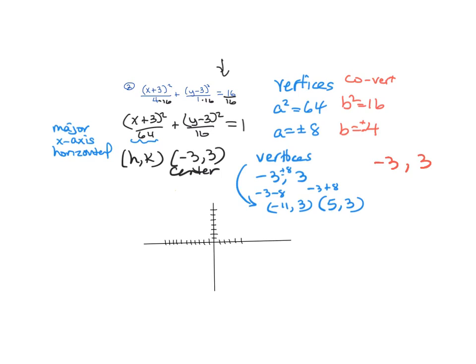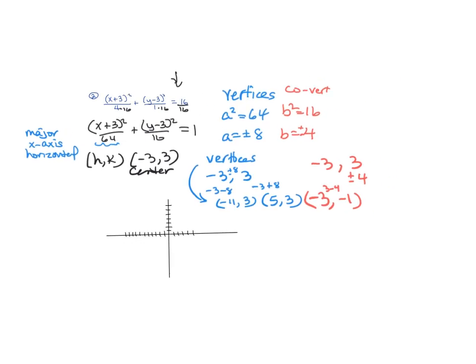For my co-vertices, I'm still working with this center point, but this time I'm going to add and subtract the 4 to the y of the center. So my co-vertices, I'm going to get -3, and then the first one I'm going to do 3 minus 4, so I get -1. And then I'll do the 3 plus 4, so then I get -3, 7. These are co-vertices.